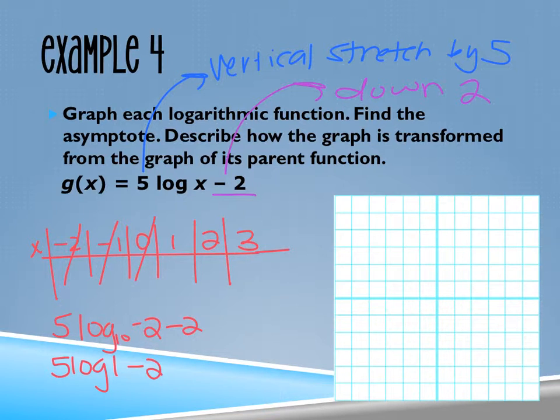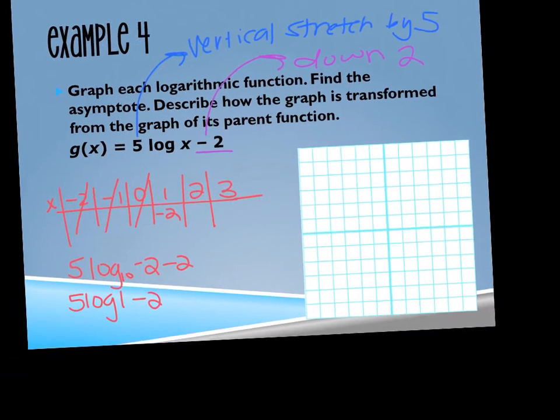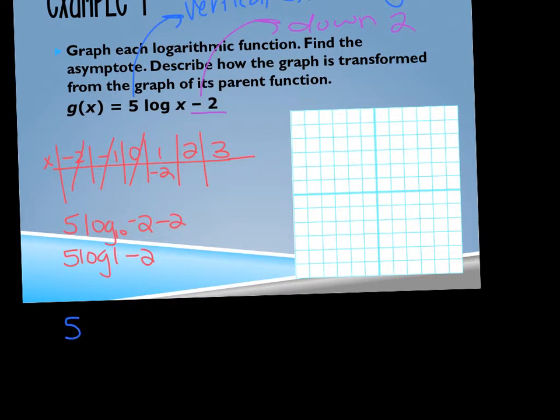Log of 1 would be 0 because log base 10 of anything, or log base anything of 1 would be 0. Minus 2, and I get negative 2. And then I'm going to do 5 log base 10 of 2 minus 2. And I get negative 0.5.